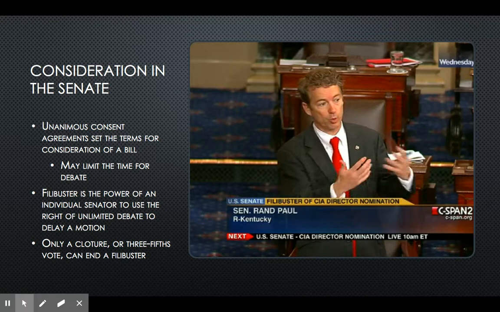And they can talk about anything they want to. They can read from the phone book as long as they stand there and keep talking. And in some cases, filibusters have gone on for hours and hours and hours. I believe the longest filibuster lasted for 24 hours, okay? So this is a senator trying to delay a motion, delay a vote on a piece of legislation, something of that nature. And only a cloture or a 3/5 vote can end that filibuster.